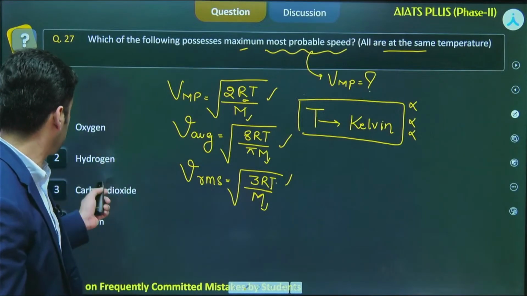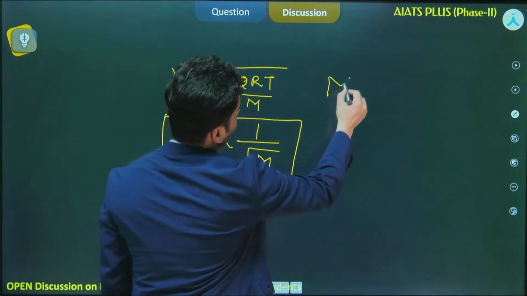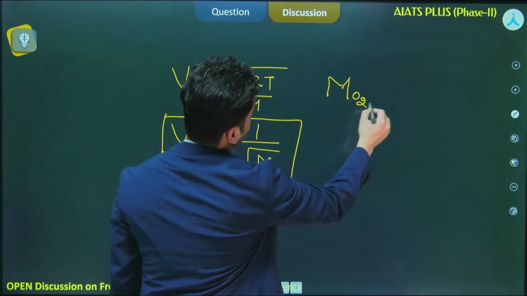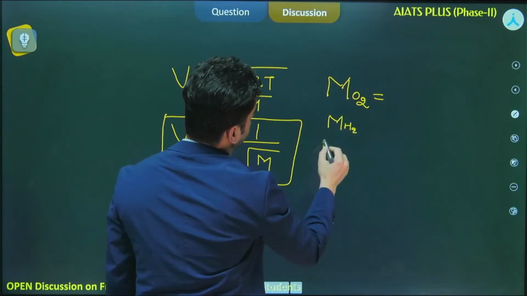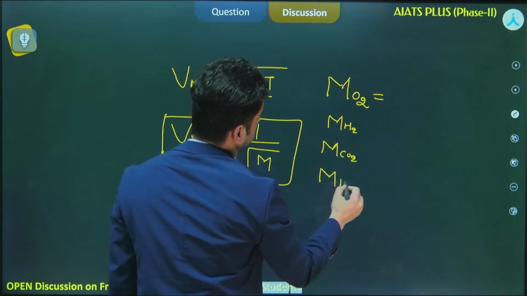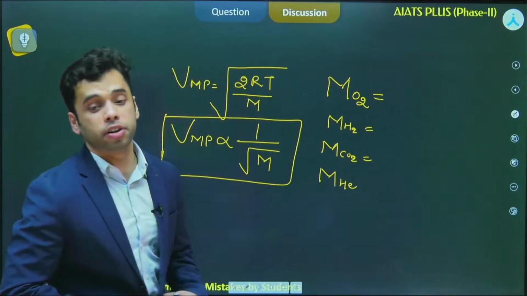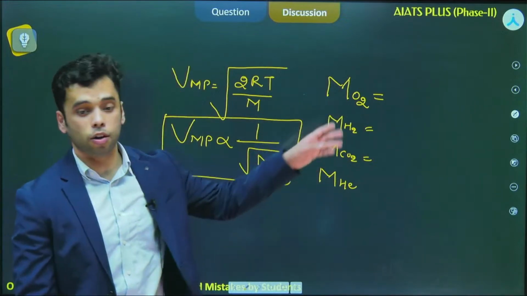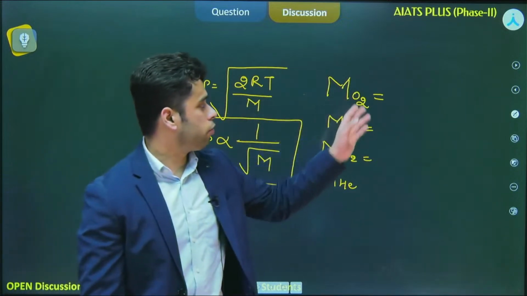Now, oxygen, hydrogen, carbon dioxide, and helium. Okay, someone tell me what should be the molar mass of oxygen? What should be the molar mass of hydrogen? What should be the molar mass of CO2? And what should be the molar mass of helium? Come on, you just went through the chemistry classes. I hope you are clear till now. Okay, someone is commenting the answer. Shashwat Tiwari, very well. Let me solve this for you.